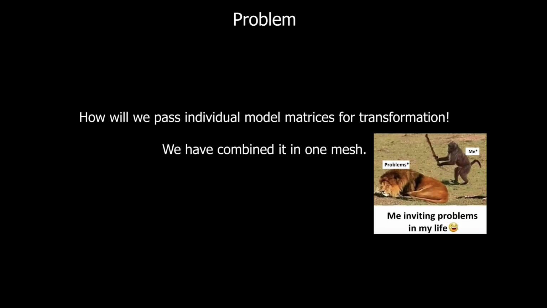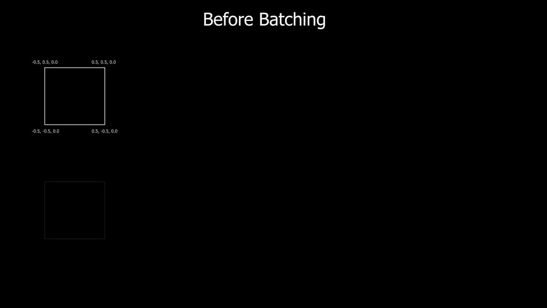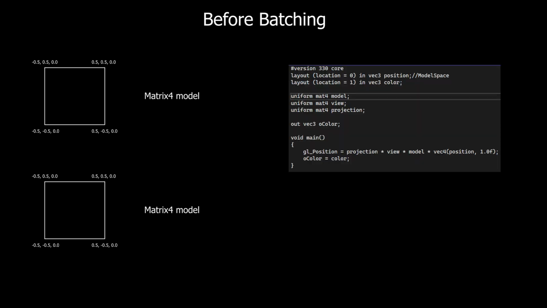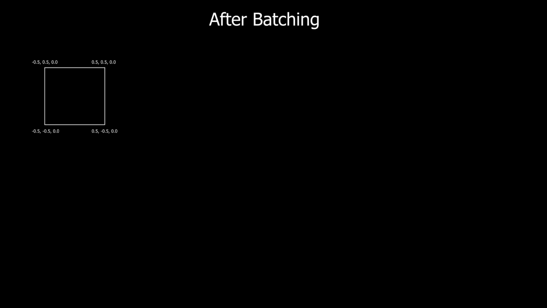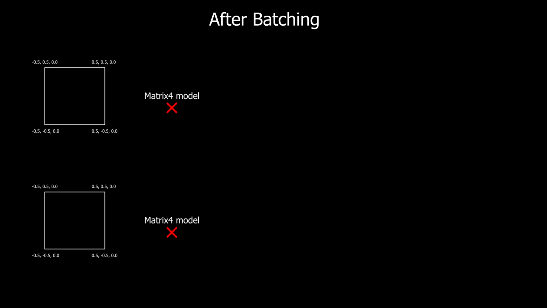There is an issue that arises in this case. We cannot send individual model matrices to the shader for the vertex transformation anymore. Since the meshes before batching had their individual model matrices, we were transferring the model matrix to the vertex shader, and the shader was handling the conversion of those vertex positions from model space to world space. Now, in the batching case, since we have batched all the vertex positions in one vertex array, we can't pass individual matrices.